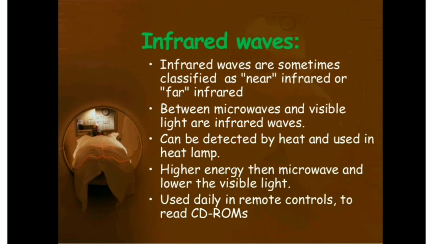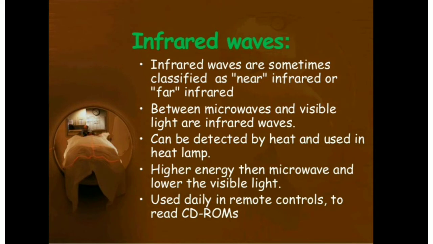Now the next type of wave is called the infrared wave. We are going to talk about infrared waves. What are infrared rays? They are also called IR rays. They have a wavelength in the range of 1 mm to 700 nanometers, and their frequency range is 3 × 10^11 hertz to 4.3 × 10^14 hertz.